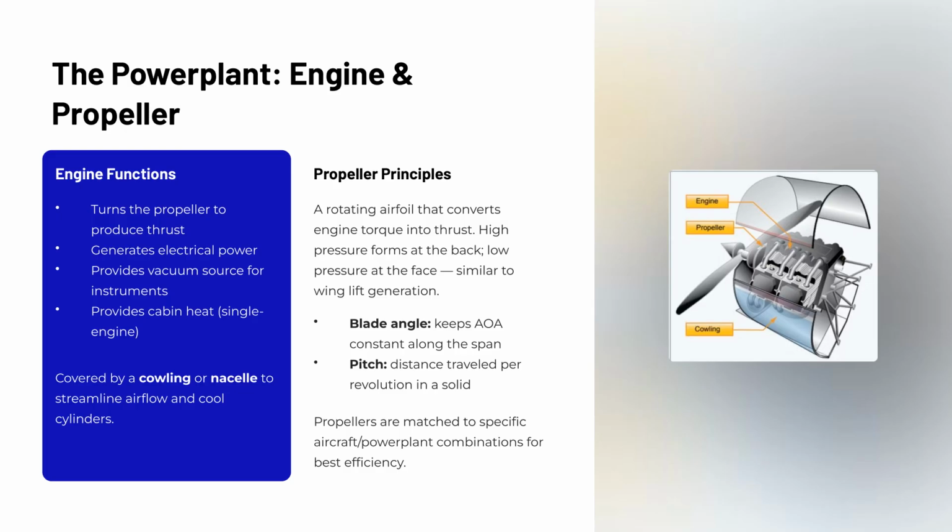Now let's look at the propeller. Think of it as a rotating airfoil. Just like a wing generates lift by creating high pressure below and low pressure above, the propeller creates high pressure at the back face and low pressure at the front face, converting engine torque into forward thrust. Blade angle is carefully designed to maintain a consistent angle of attack along the entire length of the blade, since the tips move faster than the root. Pitch refers to the theoretical distance the propeller would travel forward in one complete revolution through a solid medium. Propellers are specifically matched to the aircraft and engine combination to maximize efficiency throughout the flight envelope.